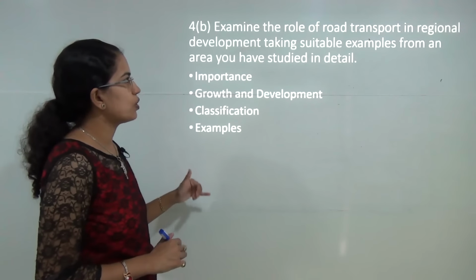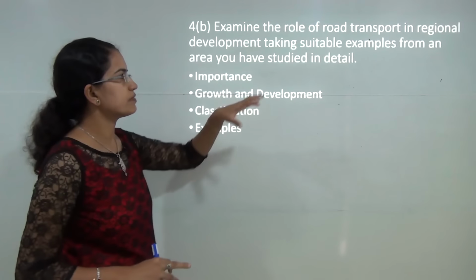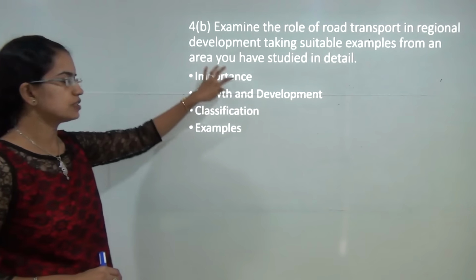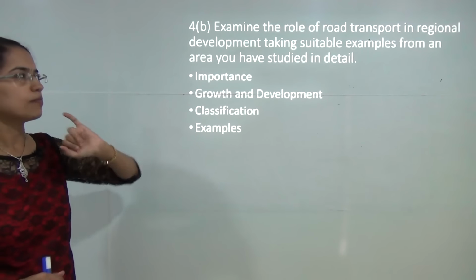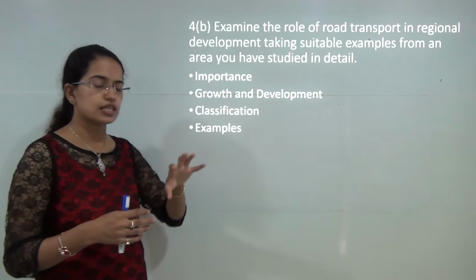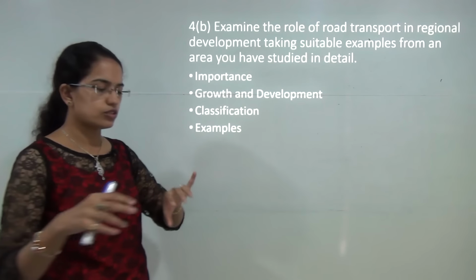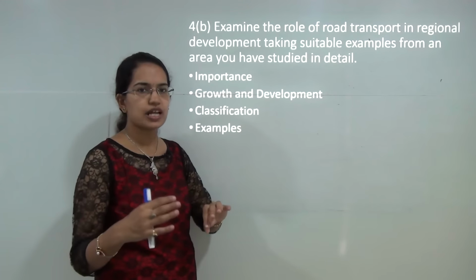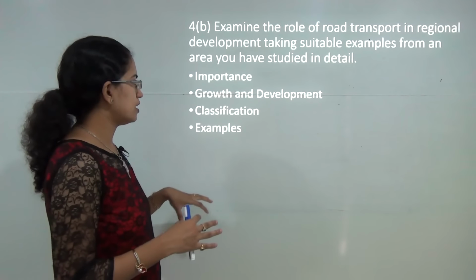The next is role of road transportation. Now when we talk about role of road transportation, you must start your answer with the importance of road transportation. It is a means of cheaper transportation. It provides connection to the feeder ways. It also connects the railway lines and the industrial hubs.